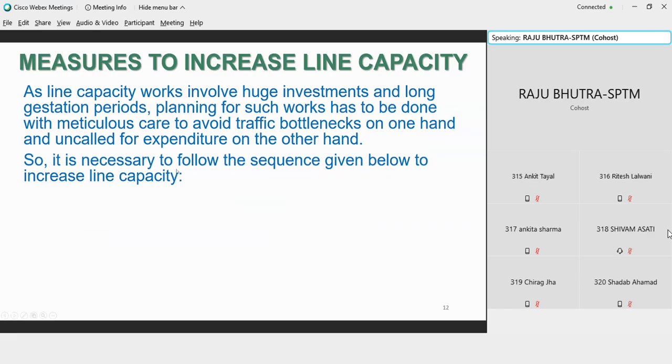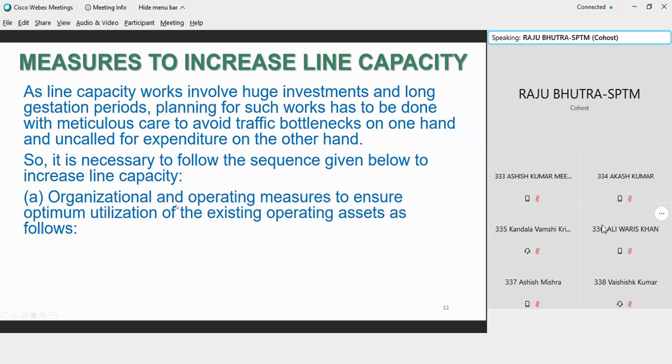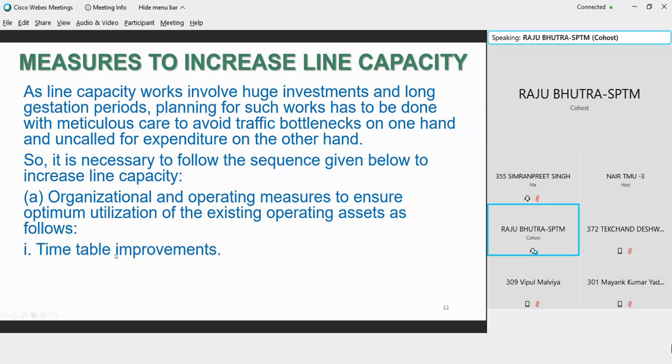So it is necessary to follow the sequence given below to increase capacity. Organizational and operating measures to ensure optimal utilization of the existing operating assets are as follows. Timetable improvements. So first of all, we'll go for timetable improvements by reducing the number of crossings, precedences, etc. Whatever timetable improvements can be done, that will be the first step.